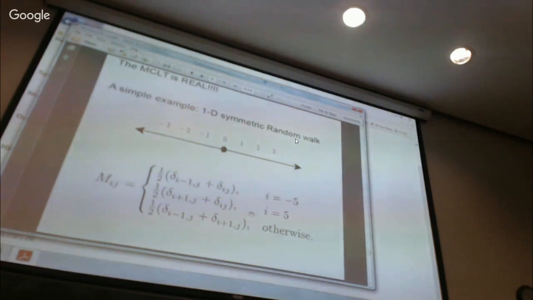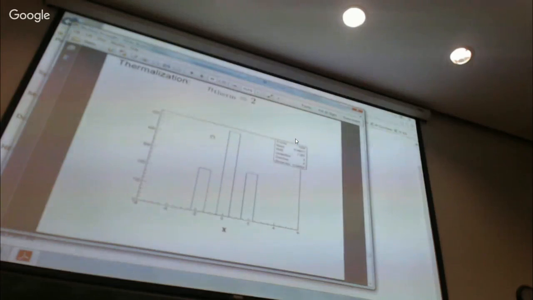It's also quite easy to figure out what the stationary distribution of this chain is. It's the uniform distribution on these sites. So after thermalization, we're going to head for the uniform distribution. So we can take a look at that. So here's thermalization. I've run 1,000 independent Markov chains and then histogrammed their positions, all starting at 0, after 2 steps of the Markov chain.